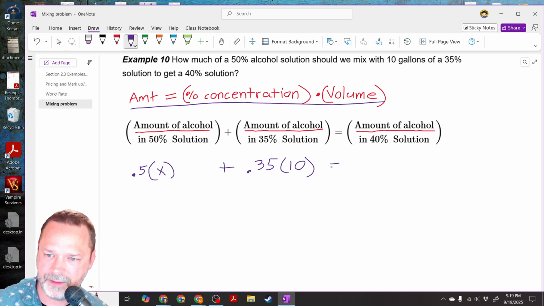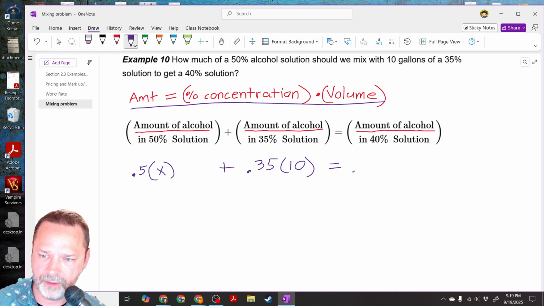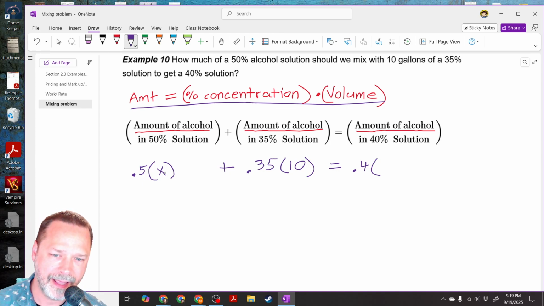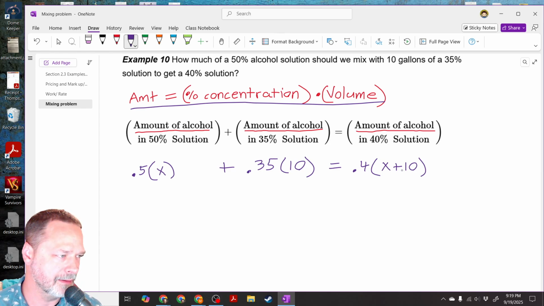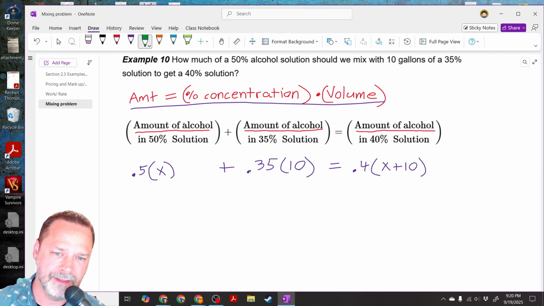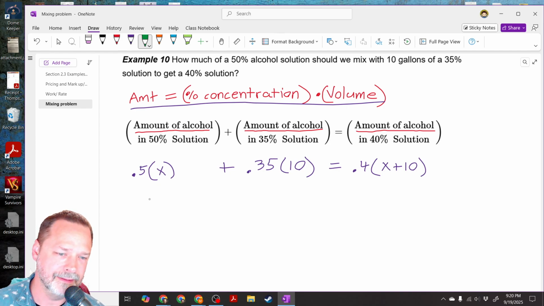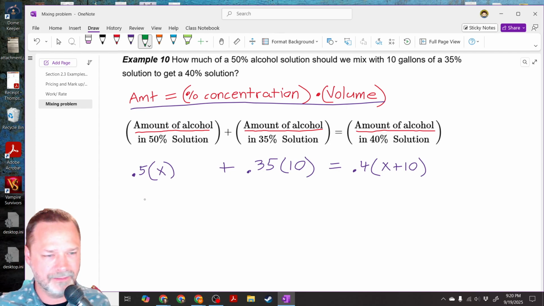Equals, and what do we want to get? We want to get a 40% solution. So 0.4 times what? How much of that do we have? Well, we're adding X volume plus 10, X gallons plus 10 gallons. So it's going to be X plus 10 gallons. And that's the equation we get. These are a little bit trickier, but that's how we do it. And so now we can go ahead and solve this, and it's not really that bad at all.